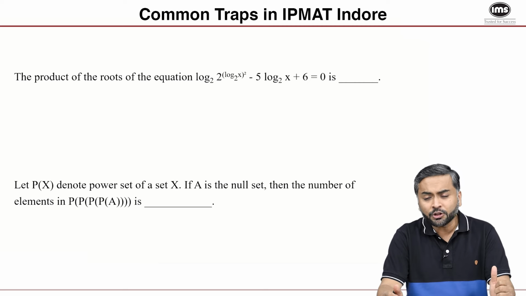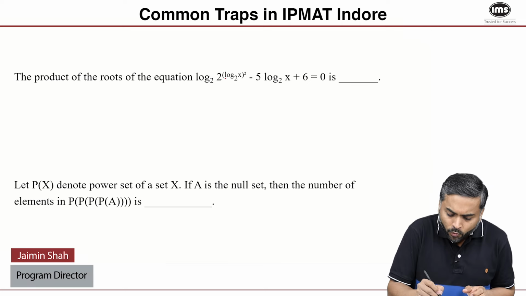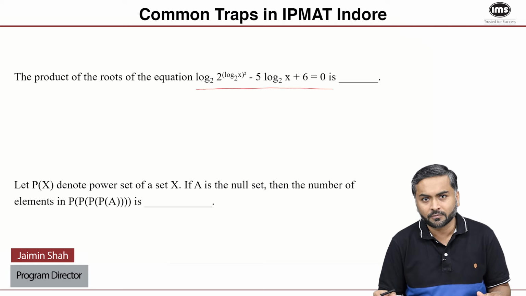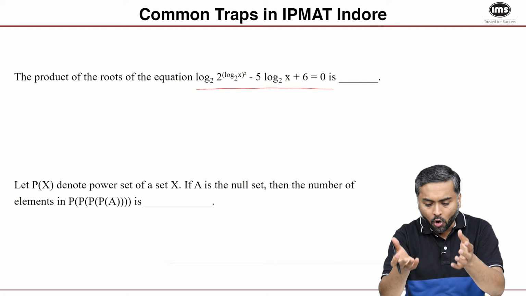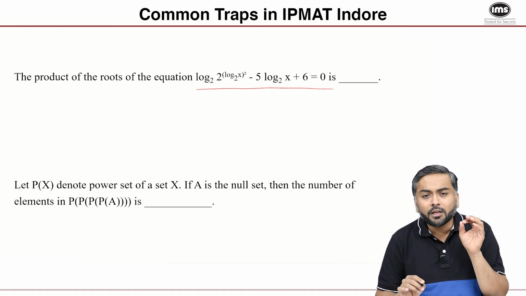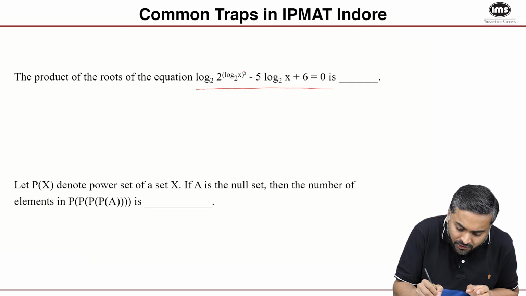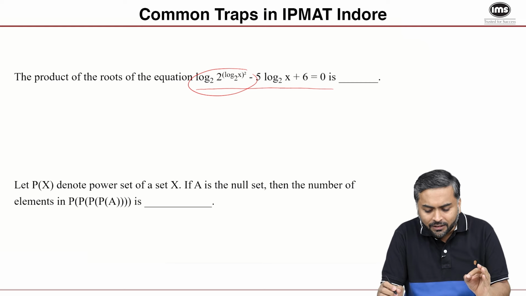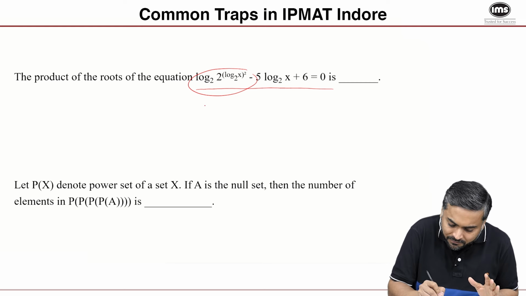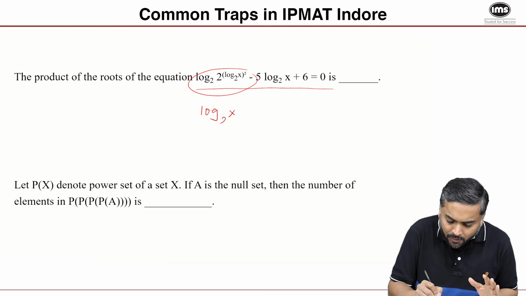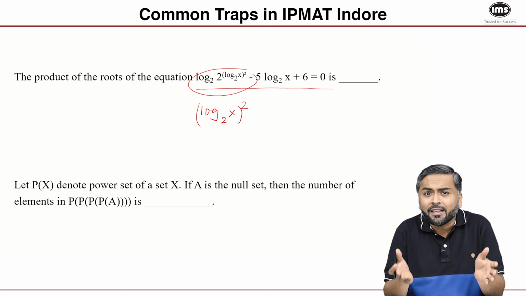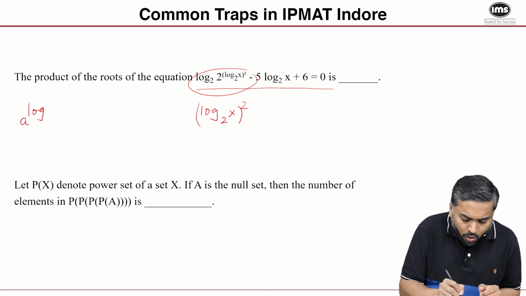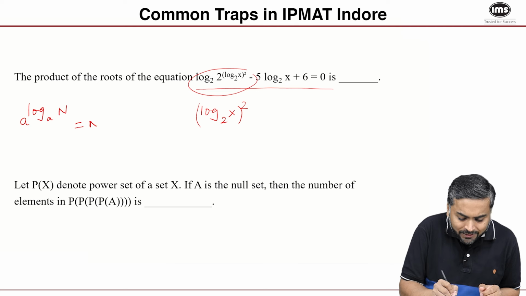So, if I look at these two questions, the first question is one that generally a student would not attempt. It has a log of something raised to log, and a lot of logs involved. But if you simply analyze this term, you can clearly see that this can be simplified as log of x to the base 2, the whole square. Why? Because I used the rule a raised to log of n to the base a is equal to n. I simply use this rule.